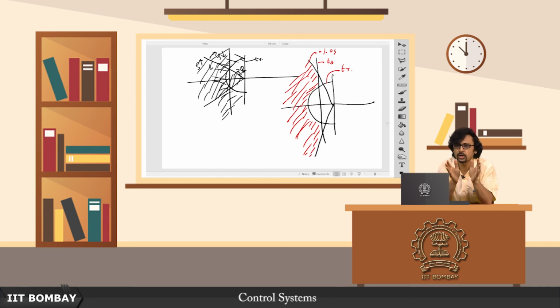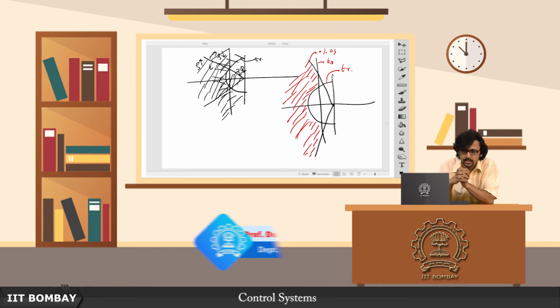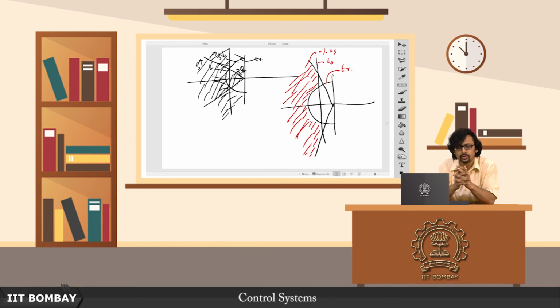Now it is your job to design a system or to shape a system in such a manner that the poles of the shaped system lie within this region that I have marked with red ink here. So we will talk more on this in the forthcoming lectures. For now, this is a good place to stop.